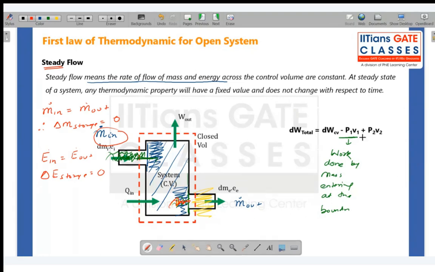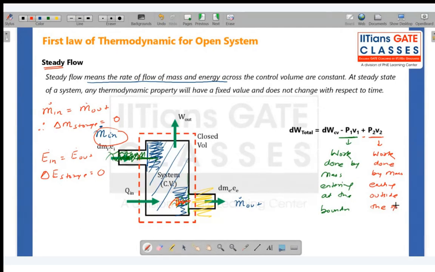And this work is given positive and it is P2V2. So it is basically work done by mass exiting outside the system. Okay. So these are two extra work.